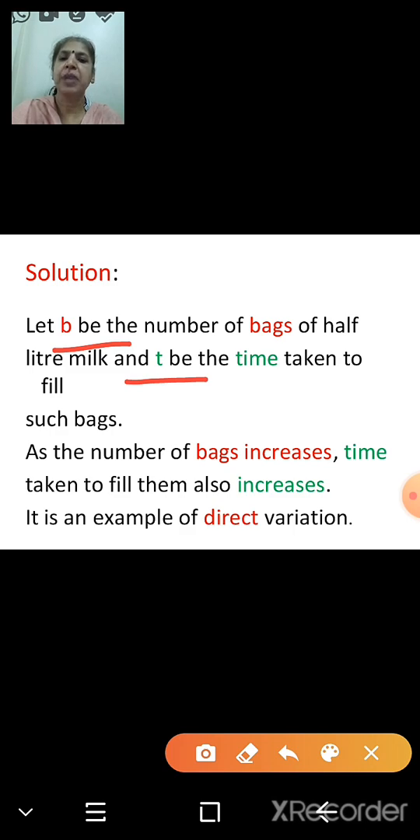So it is an example of direct variation, because we have studied that when one value increases, the other increases, or when one value decreases, the other decreases in the same proportion. It is an example of direct variation. Here it is not mentioned which variation it is; we have to identify it from the given information.